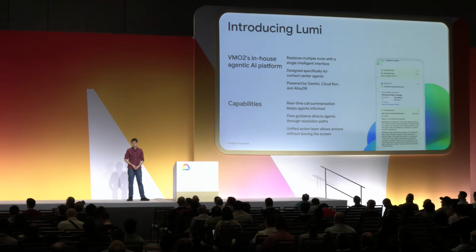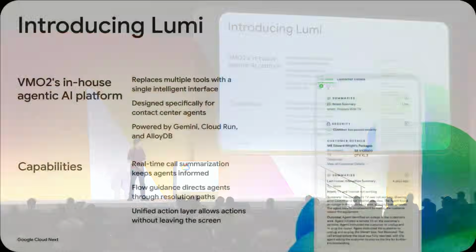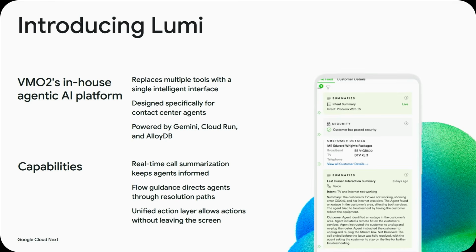And a unified actions layer, and this is a really big one for us. The agents can do things. They can trigger a remote reboot, raise a ticket, update a package, all without ever leaving Lumi. And if you look to the UI on the right, you can see examples of what our agents have access to.